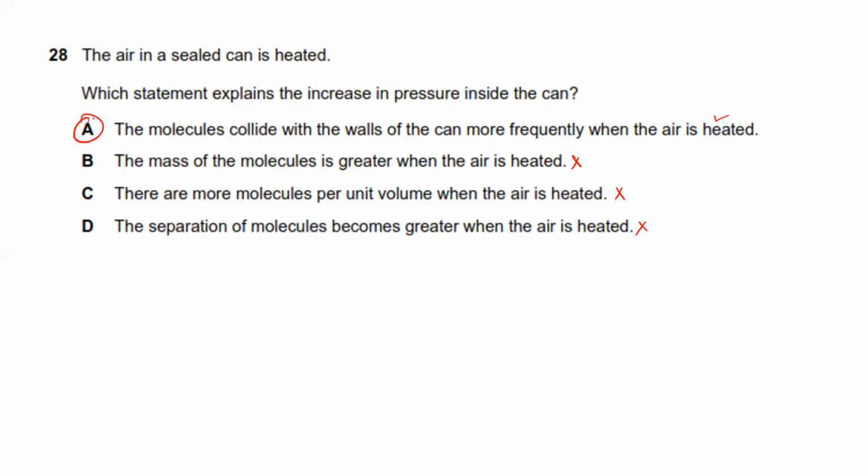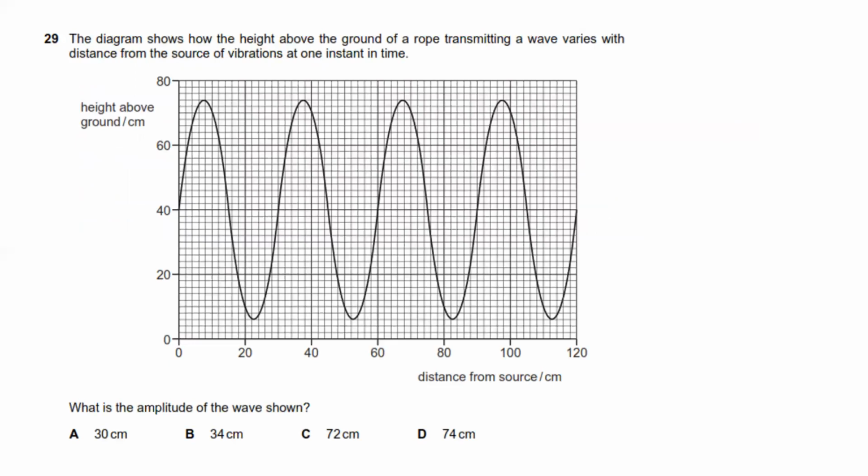Next question, question 29. The diagram shows how the height above the ground of a rope transmitting a wave varies with distance from the source of vibration at one instant of time. What is the amplitude of the wave shown? So the amplitude of the wave is from the base position to this maximum value. So this is the amplitude of the wave.